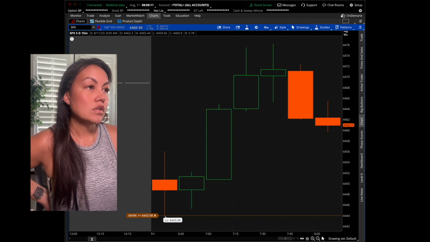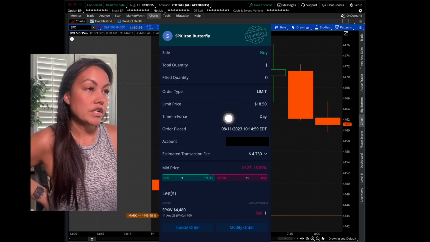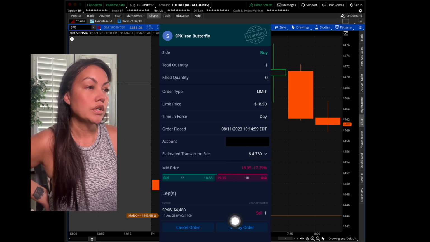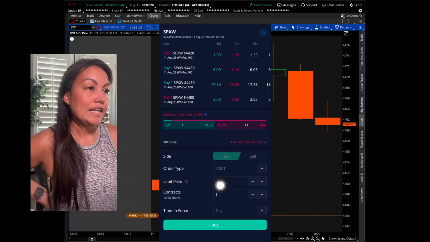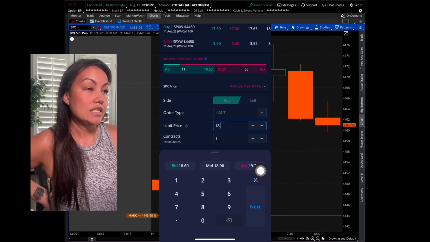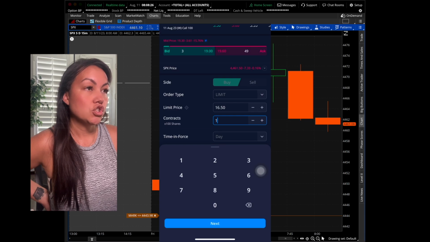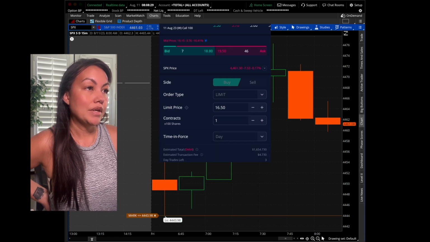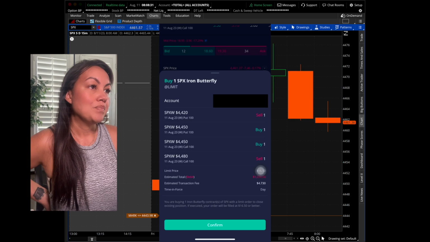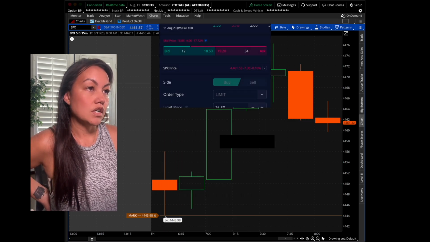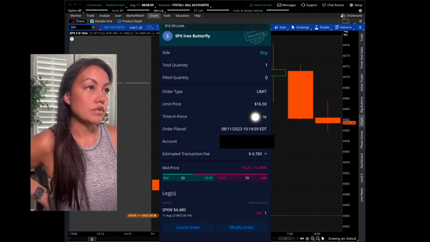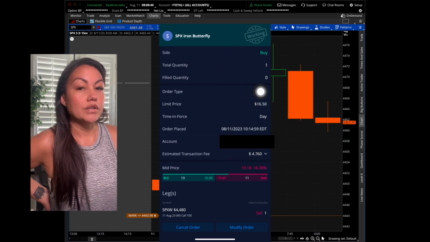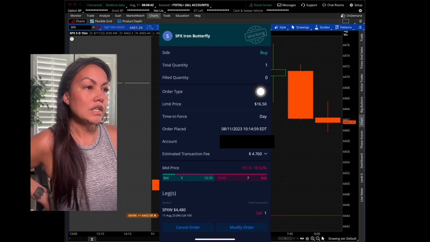And because I have a lot of conviction that it will, I'm going to increase my profit target, and I'm going to change my working order from 1850 to 1650. So I just tapped modify. I'm changing that limit price, and I'm tapping buy. The trade is about $100 in profit, as you can see from the mid price. So I'm just going to leave this order working, and I will come back to check on it in a little.